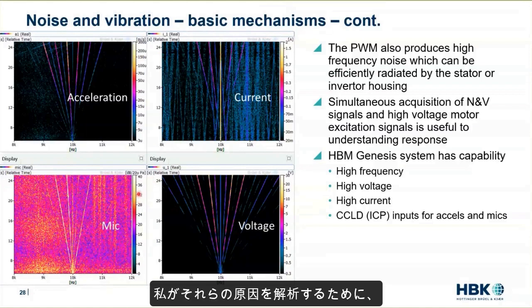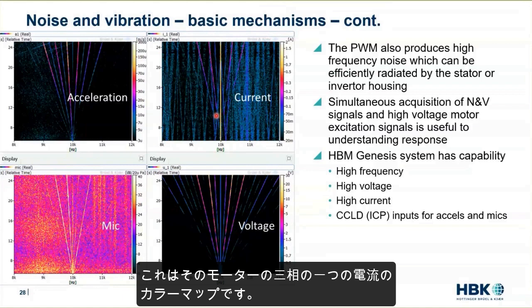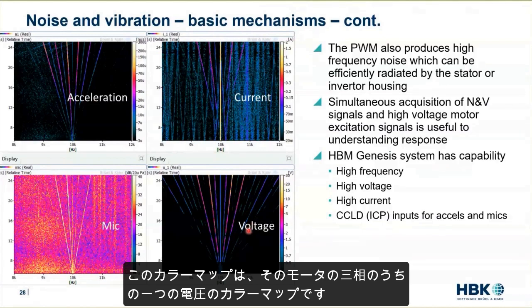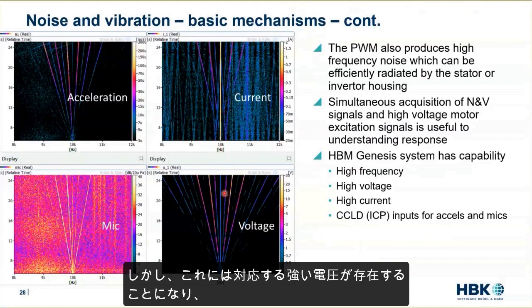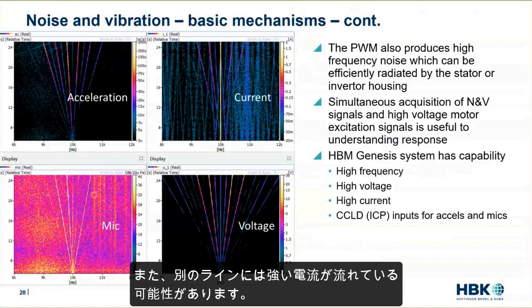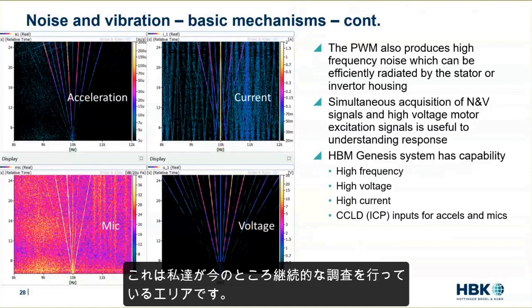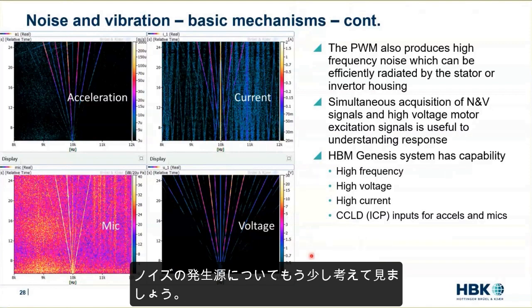If I wanted to look at what causes those, this is a color map of the current of one of the phases of that motor, and this is a color map of the voltage of one of the phases of that motor. If you look at this line or that line, you might notice that this line does not have a strong current counterpart, but it does have a strong voltage counterpart. Another line might have a strong current counterpart, but a low voltage counterpart. This is one of the areas where we have ongoing research right now, to think more about why sometimes noise is associated with current and sometimes with voltage.